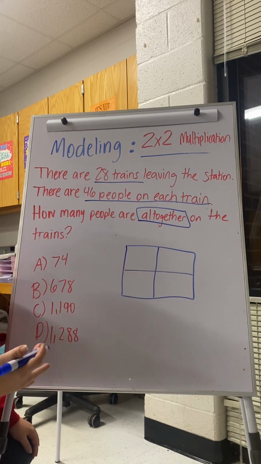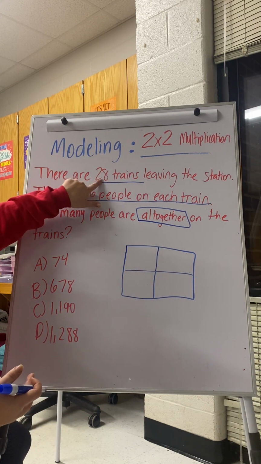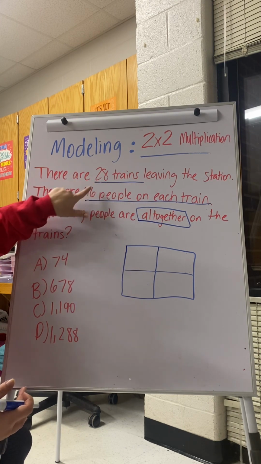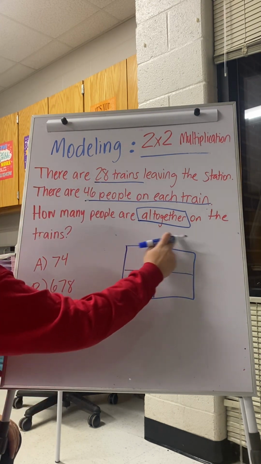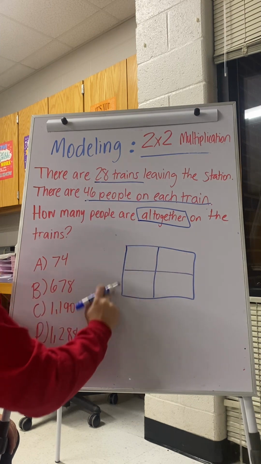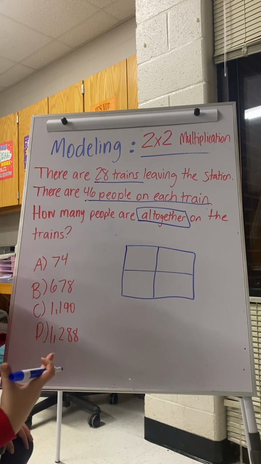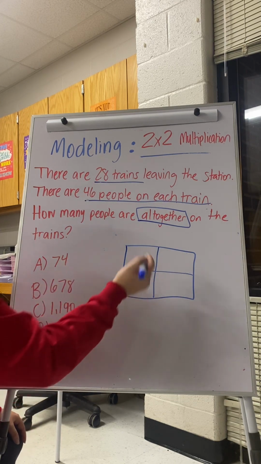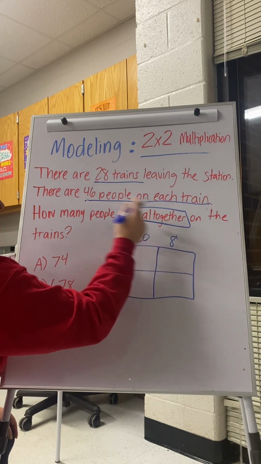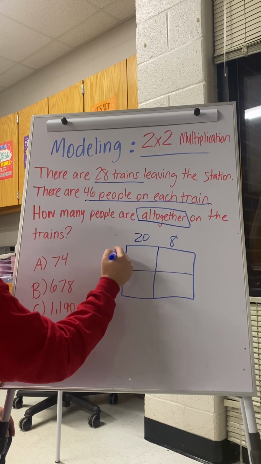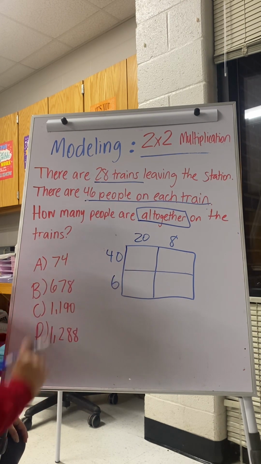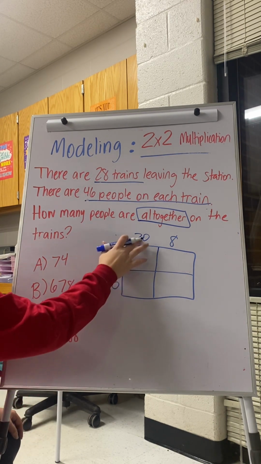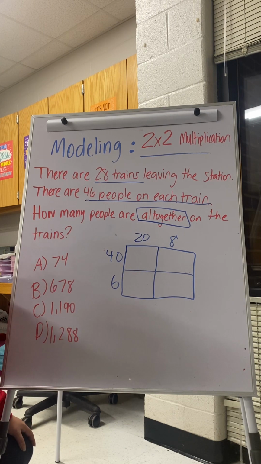Why do I make 4 boxes? Well, if I'm breaking up these 2 digits, 2 times 2 digit multiplication, we're going to place these, okay? So we're going to break it apart by place value. Say 28 slowly. 28, 46. So 40 for 4 tens and 6 ones, and 20 for 2 tens and 8 ones, so 28.